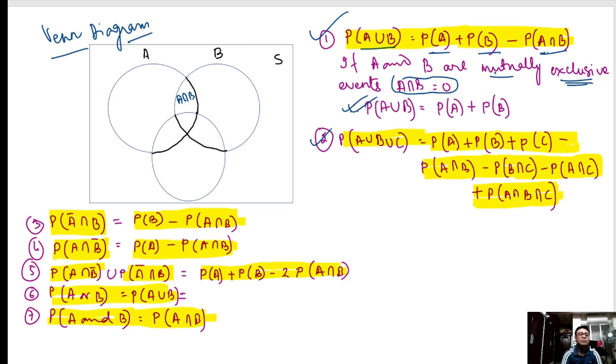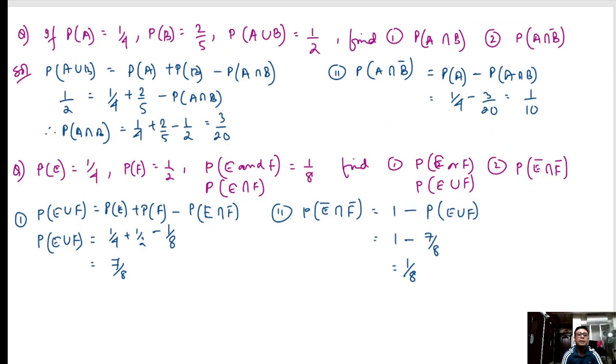So let us proceed ahead with the numericals. The first numerical says P(A) is given 1 by 4, P(B) is given 2 by 5, and P(A union B) is given this. Find P(A intersection B). So using this formula, we know P(A union B) is given to us. P(A) given, P(B) given, P(A intersection B) not given. So this is the answer.